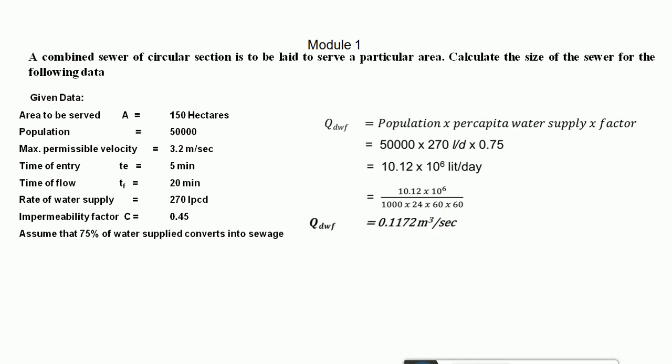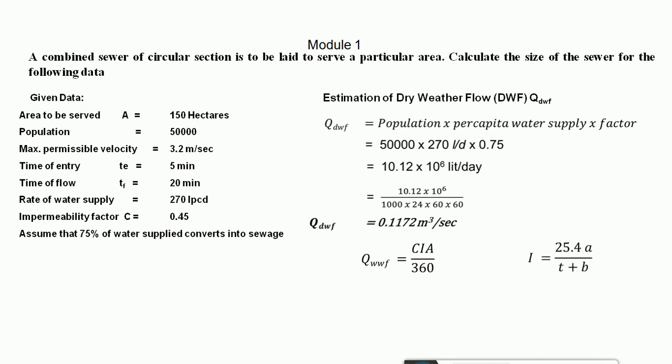So now the next step is to find out the estimation of wet weather flow. Okay, so how to estimate the wet weather flow? We know that we have the formula Q is equal to CIA divided by 360, and again the intensity of the rainfall is given by I is equal to 25.4 A divided by T plus B. Okay, and time of concentration is equal to time of entry plus time of flow. So here both the values are given, as you can see in the problem. Okay, so time of entry and time of flow.